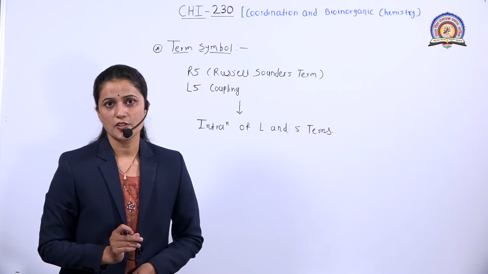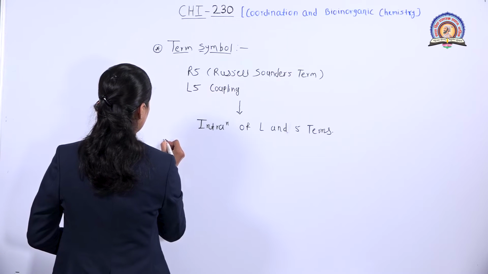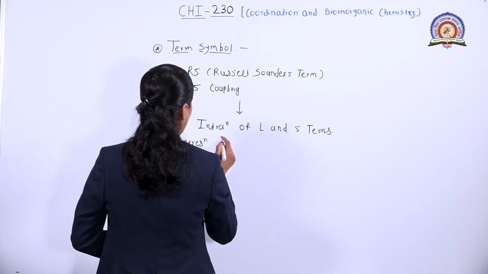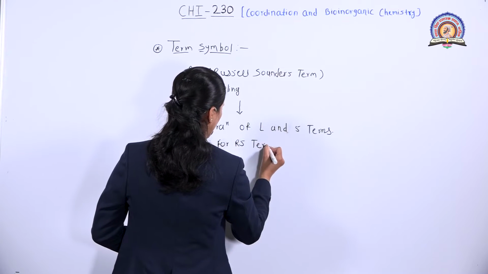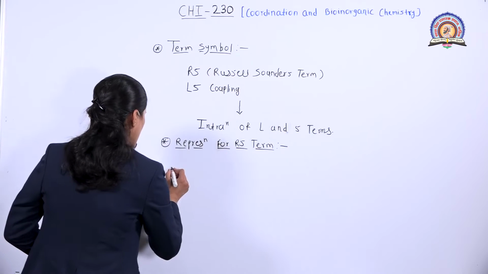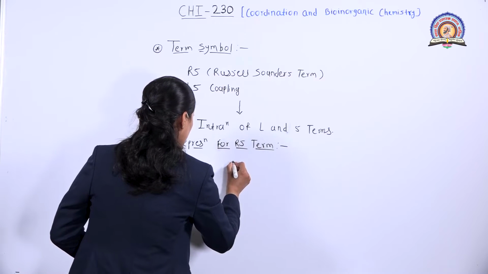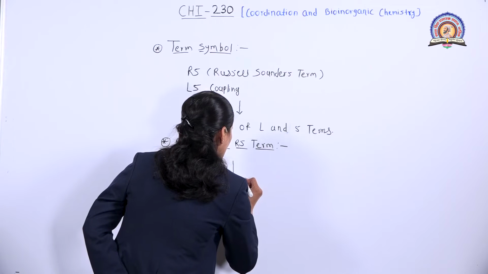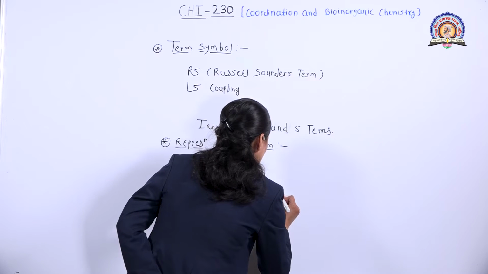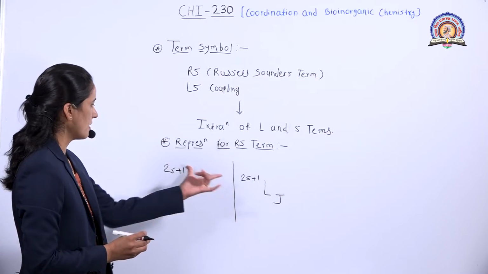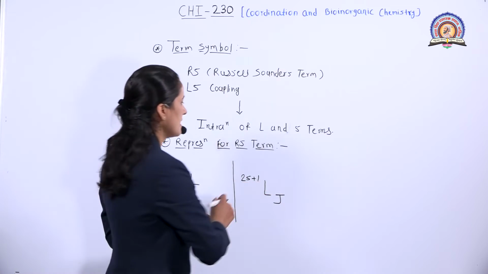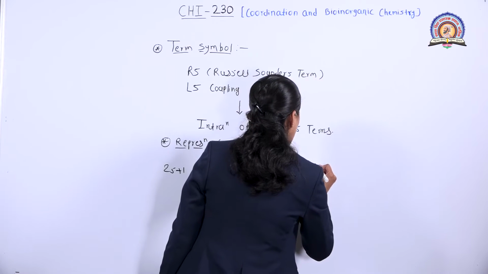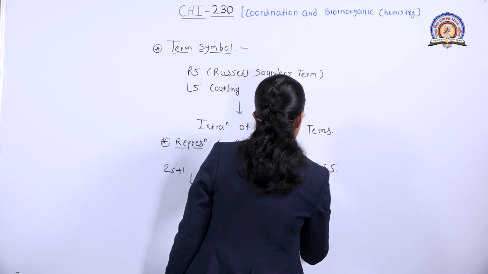So let's see the representation for RS term. 2S plus 1 L, this is nothing but the RS term, and if you want to calculate a GS term, that is ground state term, the formula is 2S plus 1 L J. To calculate RS term, the formula is 2S plus 1 L, while to calculate the GS term, the formula is 2S plus 1 L J. GS term is also called the full spectroscopic symbol.